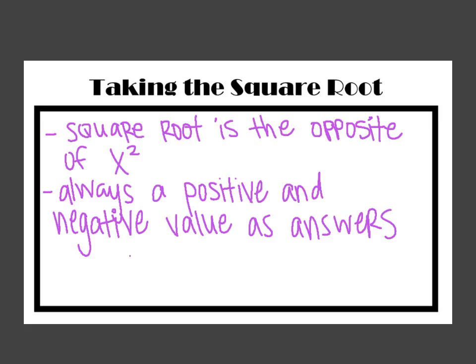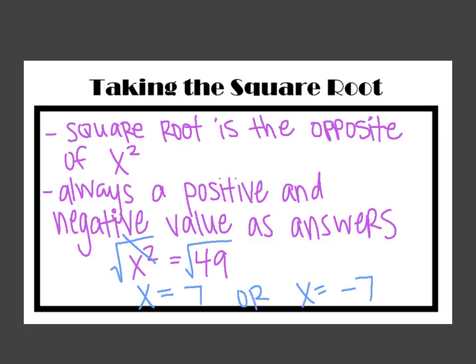So for instance, if I have x squared equals 49, I can figure out what x is by taking the square root. Now, because I took the square root, the square root symbol and the x squared cancel out and the x is left alone, and the square root of 49 is 7. But x could also be negative 7 because 7 times 7 makes 49 and negative 7 times negative 7 makes 49.